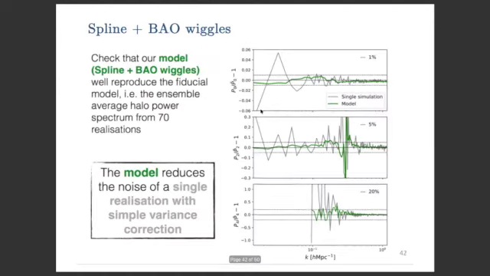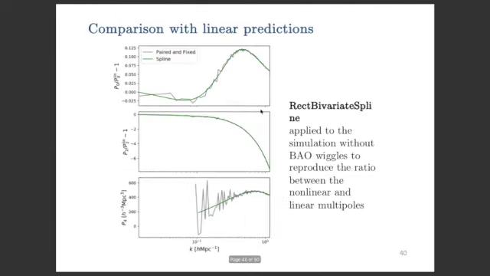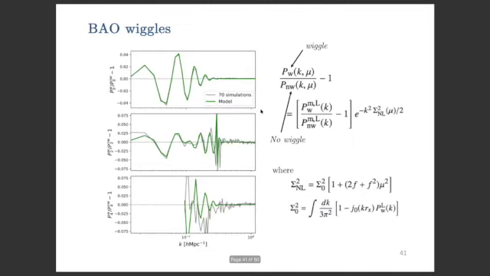So basically the idea was we are using a spline function to remove the residual noise. Because a spline, a smooth function, is not suitable for the BAO wiggle, what we do is take out the BAO wiggle from the power spectrum and spline the ratio between the linear and the nonlinear multipoles, monopole, quadrupole, and hexadecapole. And later we add back the BAO wiggle with the nonlinear damping term here.